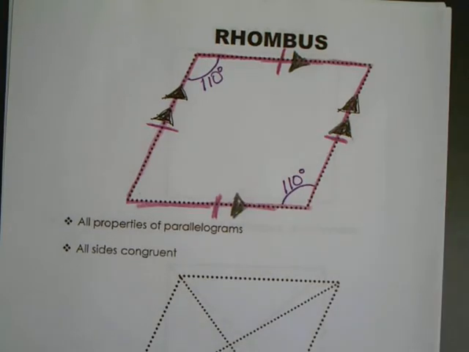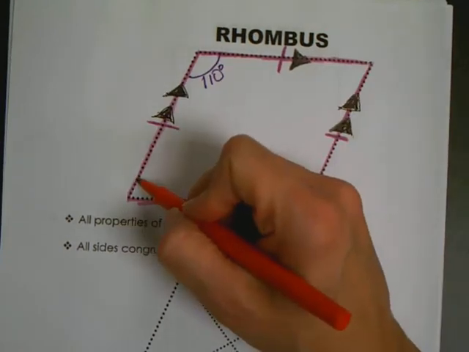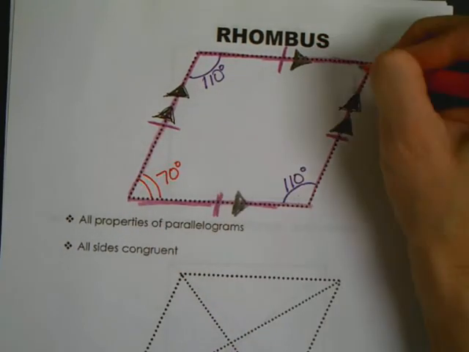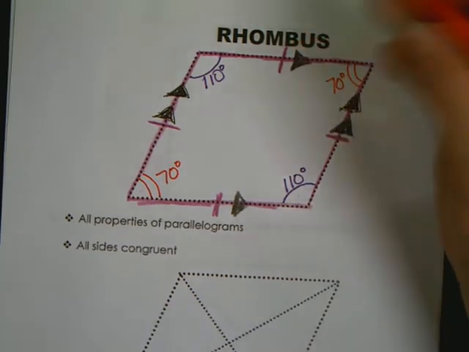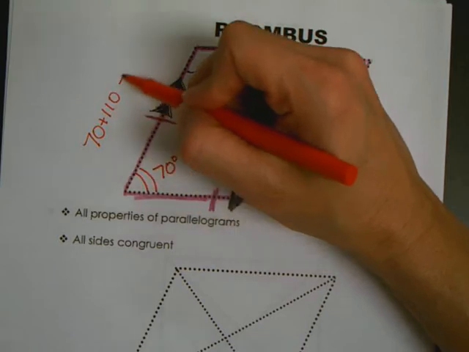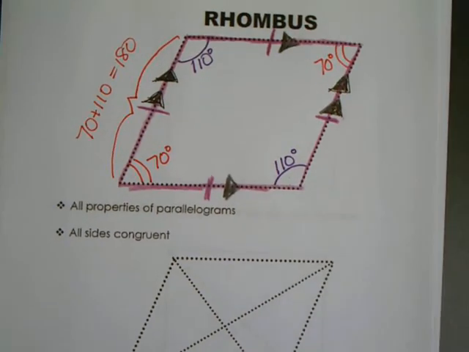And since our consecutive interior angles are supplementary, this angle would have to be 70 degrees, as well as the one opposite it. Okay, so that's why we have 70 plus 110 is 180, consecutive interior angles. All right, so there's your rhombus.